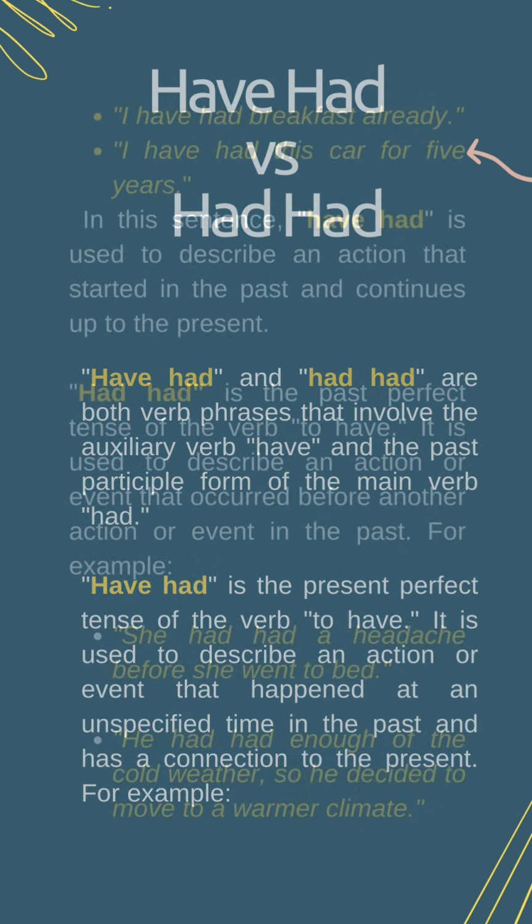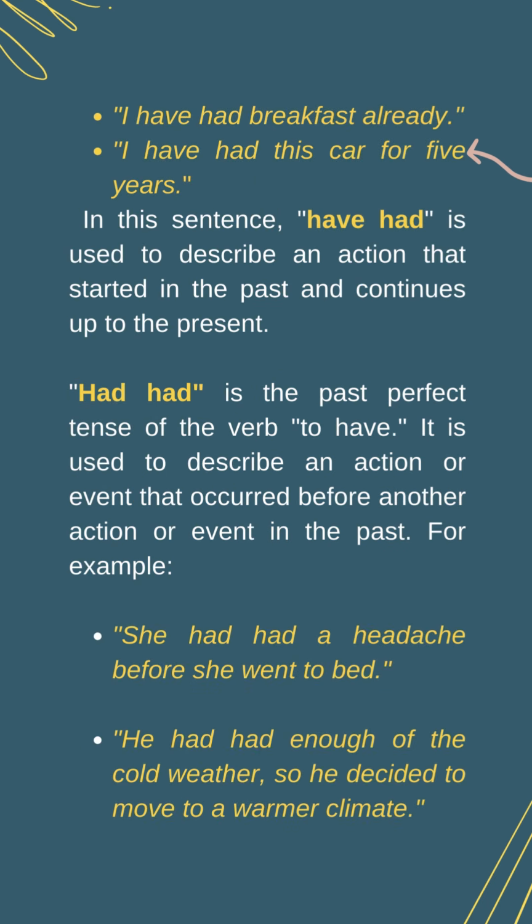For example, I have had breakfast already. I have had this car for 5 years. In this sentence, have had is used to describe an action that started in the past and continues up to the present. Had had is the past perfect tense of the verb to have.